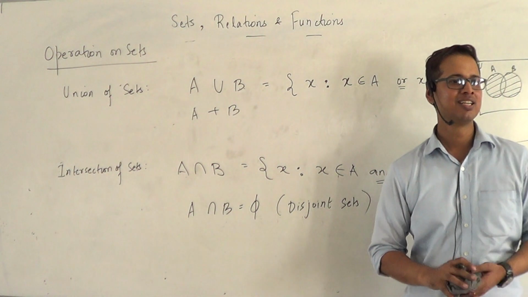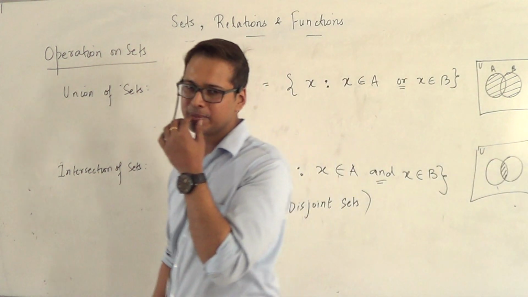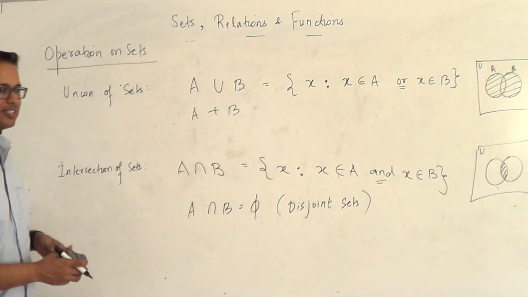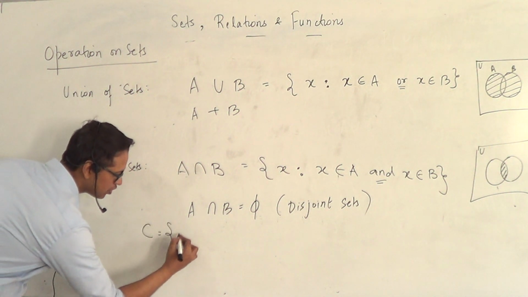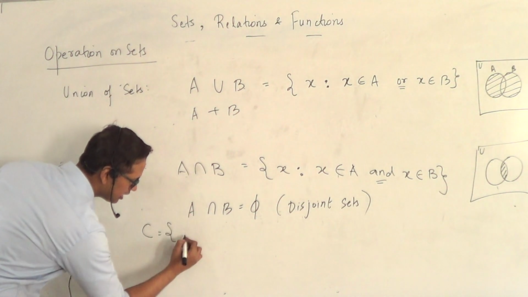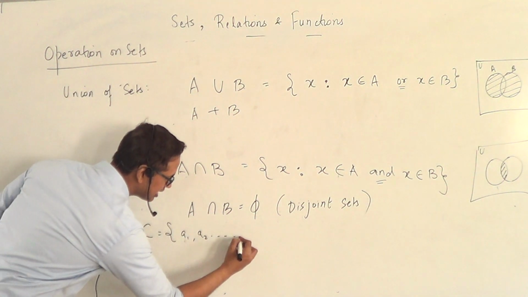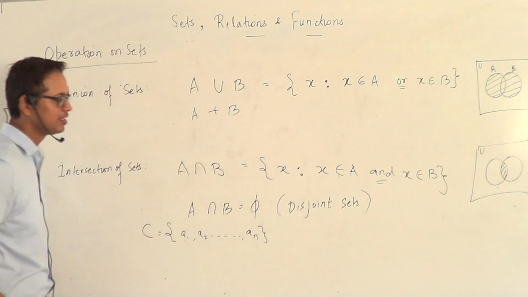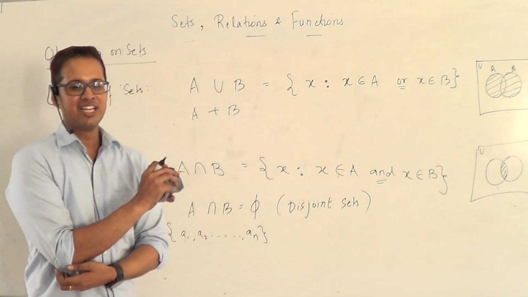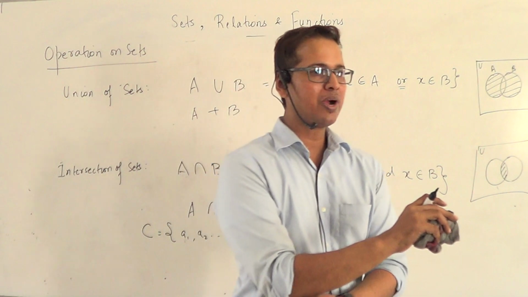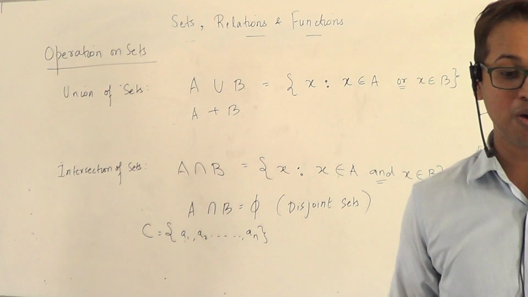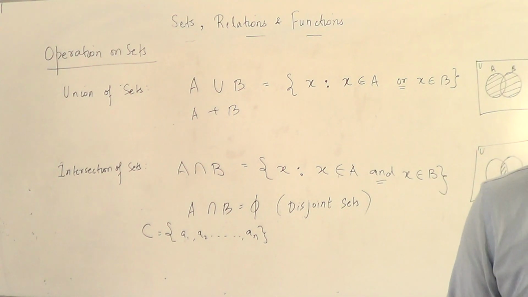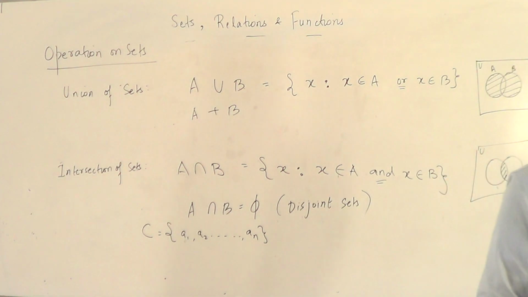Let me ask you this question and let me see who is able to answer. There is a set, let's say C, which has n elements, A1, A2, and so on till An. How many pairs of disjoint subsets can you make from set C?